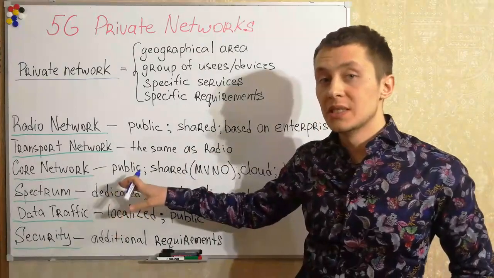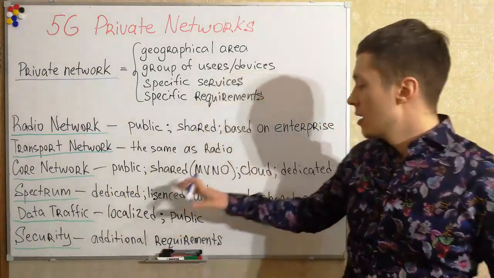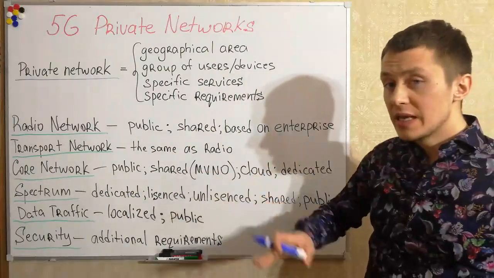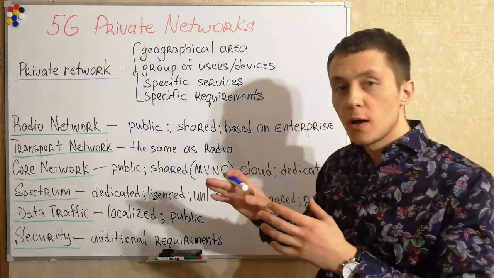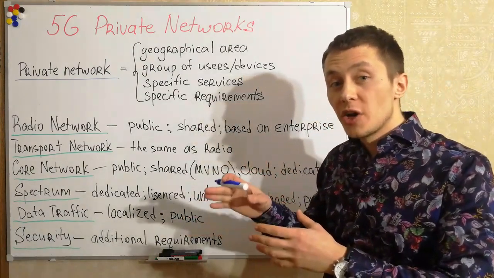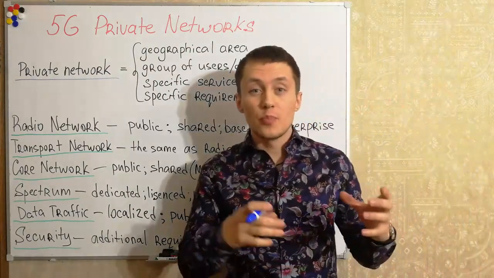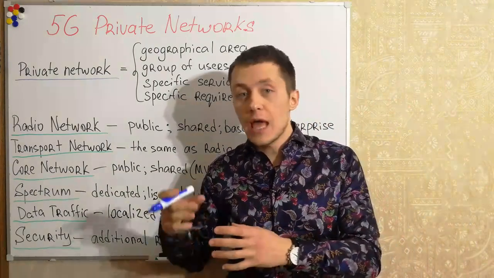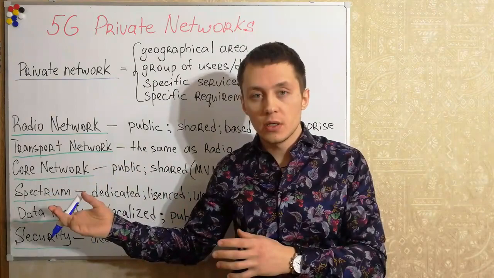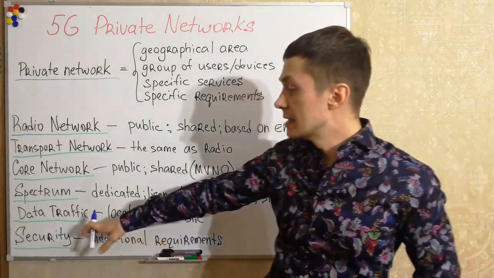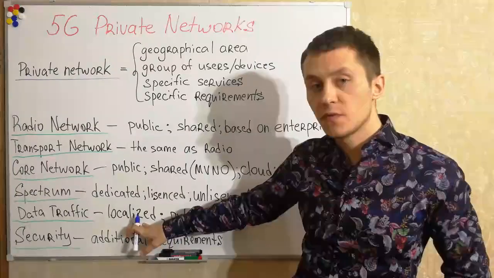Spectrum can be dedicated, licensed or unlicensed. We will talk about it later as well. It can be shared in the case of RAN sharing mode, or it can be public, when users from private networks share absolutely the same resources with public cells. Data traffic can be localized if there are some requirements for that.